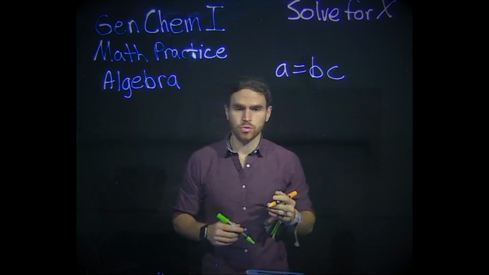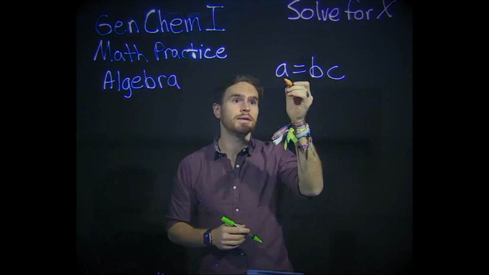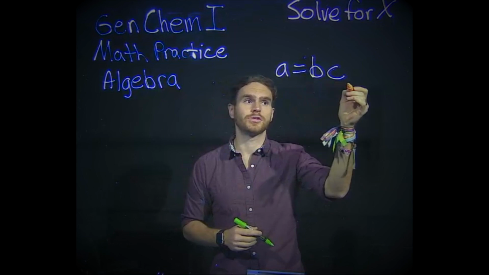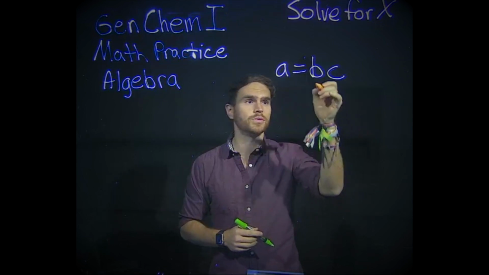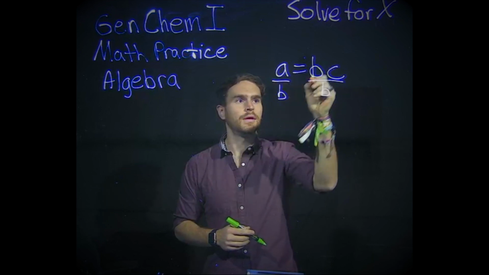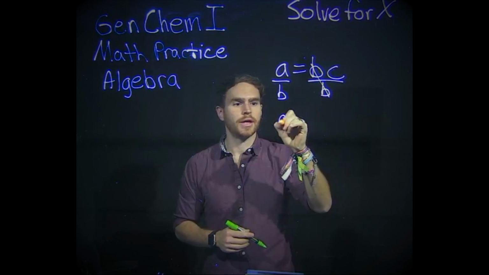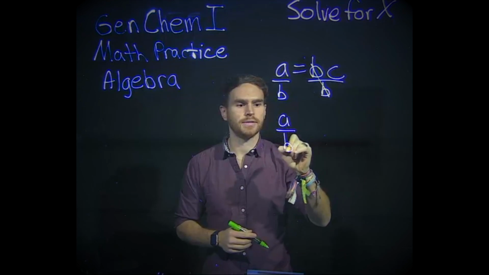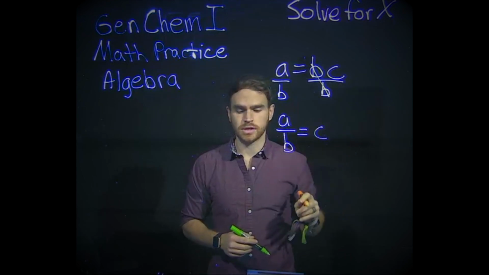Now suppose you were expected to solve not in terms of A, but instead in terms of C. The way that you would do this is you would divide both sides by B. These would cancel out, and your final answer would be A divided by B equals C.